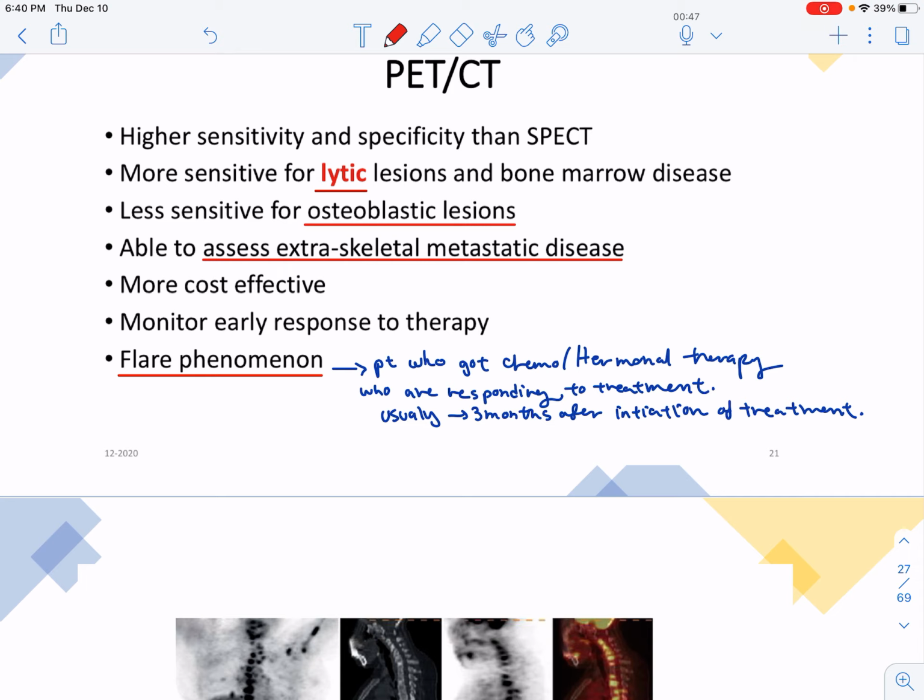So it's important history. لو نعرف إنه المريض أخذ chemotherapy hormonal therapy هنعرف إنه ليه هذه كلها الأكتيفيتي طالعة، وهنعرف إذا هو أصلاً responding to the treatment ولا لا. فمهم الهيستوري.